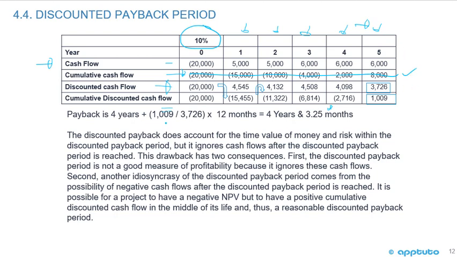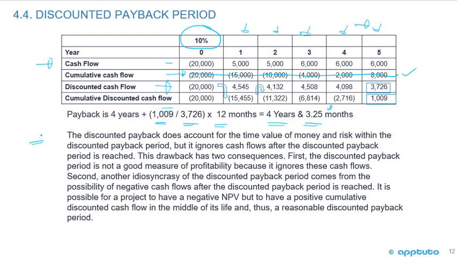So we just go through the same example here. It's going to be the 1,009 divided by 3,726 times the 12 months, which equals 4 years and 3.25 months. If you needed to put it into days, if they gave you the question in days, you would just do the same thing: 1,009 divided by 3,726 times 365, and then you'd have the number of days, okay?